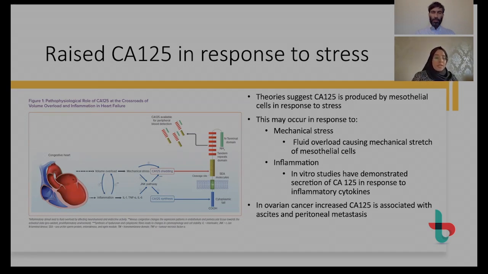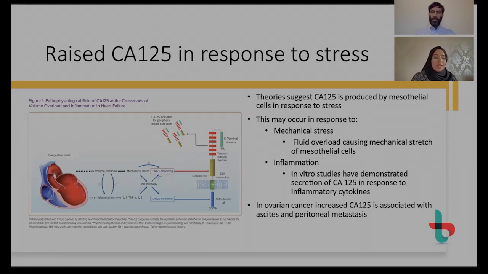Okay. So in heart failure or congestive heart failure, there is volume overload, and that results in the stretching of mesothelial cells, what we call mechanical stress. And that, as shown in this diagram, results in increased shedding of CA125.